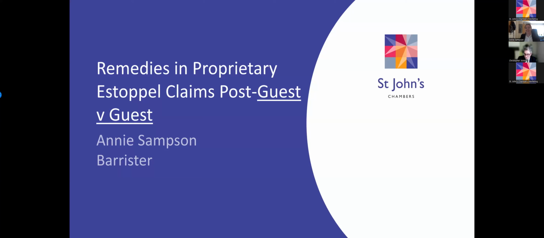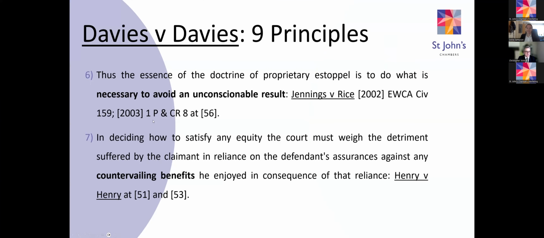Good afternoon. I'm going to pick up where Chris left off and look at the court's approach to remedy in proprietary estoppel claims, and in particular, whether the position is any clearer after the Supreme Court's decision in Guest and Guest. But in order to do that, first, I'm going to quickly consider the position before Guest by looking at two earlier authorities, starting with the 9 principles distilled from case law by Lord Justice Lewison in Davis and Davis. Chris has already taken us through the first 5 of those principles, and now I'm going to go through the remaining 4, which deal with the appropriate remedy.